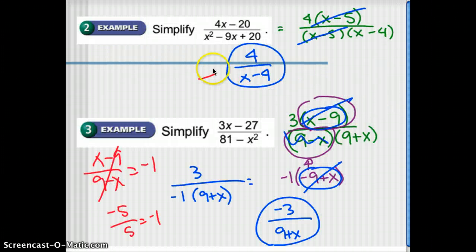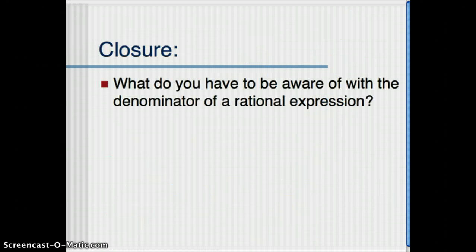You could say this equals 4 times the quantity x minus 4 if x does not equal 4, but also because of that original expression, x could not equal 5. So you'd have to set each factor equal to 0 and say, yeah, it can't equal either of those. So in this case, this would equal it if x did not equal 9 or negative 9. I want you to just be aware you can't have 0 in the denominator, otherwise the simplifying works nicely by canceling out common factors.